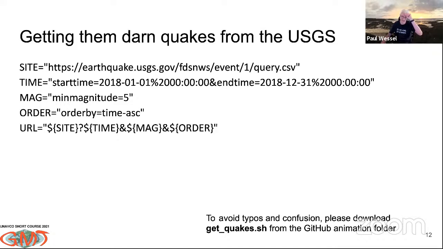We're going to get the data sets from the USGS from 2018. And to avoid typing and errors in typing, you should get the script getquakes.sh from the GitHub animation folder and run it in the directory that you're working. So I sent that in Slack as well.